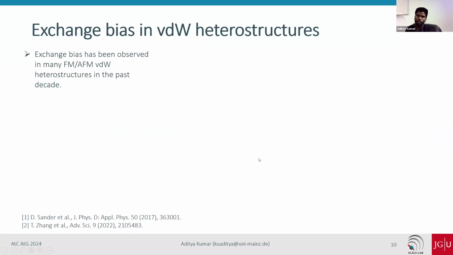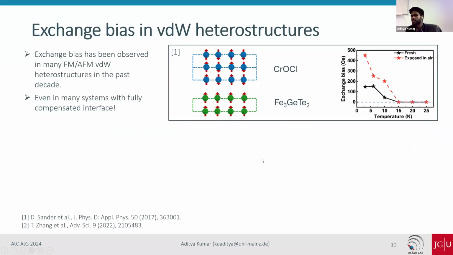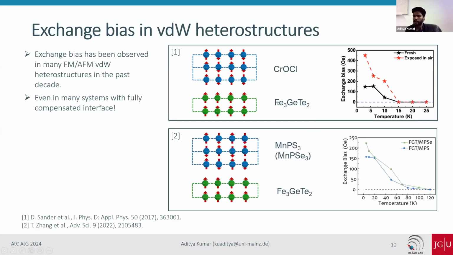But surprisingly, there are also a few works which show exchange bias when your antiferromagnet is fully compensated. What do I mean by that? It's just that one layer of the antiferromagnet is compensated in itself. So if you look at the exchange coupling from this spin, it would cancel out the exchange coupling from this spin. So the net exchange coupling should be zero. So the system should ideally not give any exchange bias.